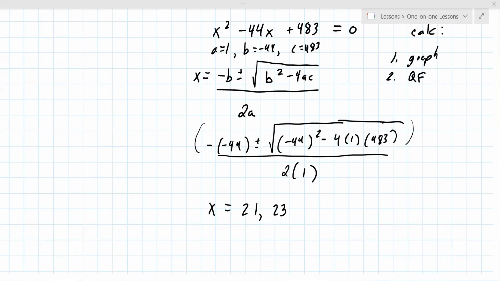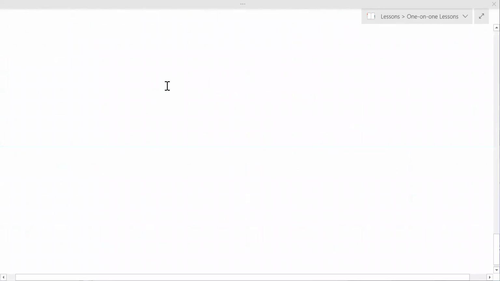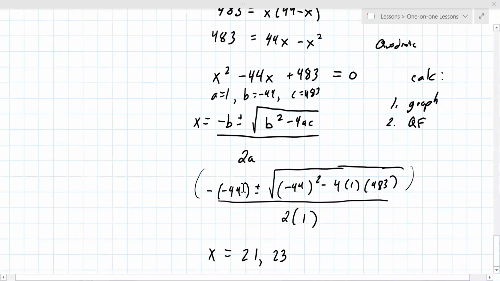Like, is the 2 not included in the, what's it called, square root, right? No, the 2 is down below. Yeah, so, and then I got 43. I got 45 and 43.